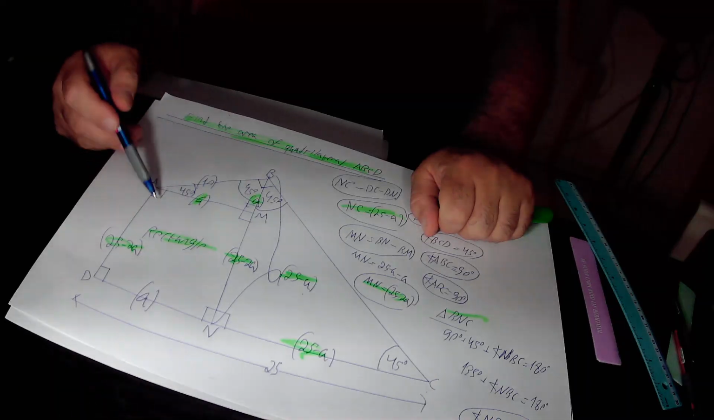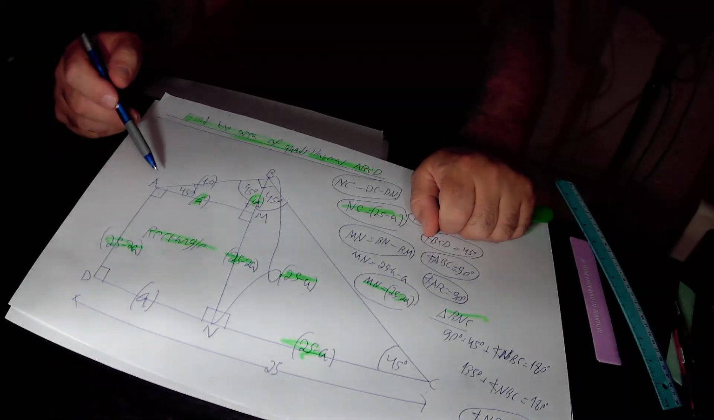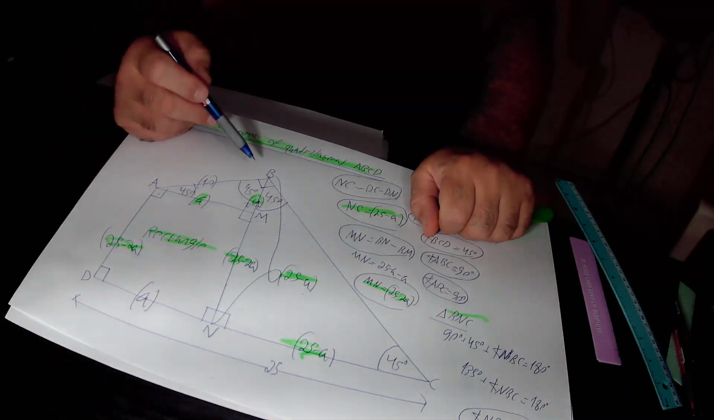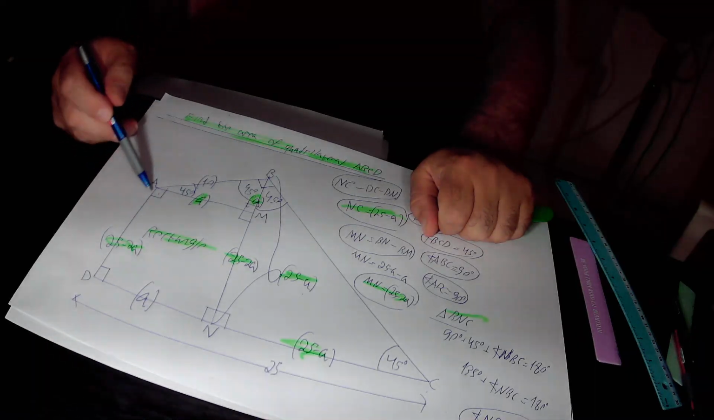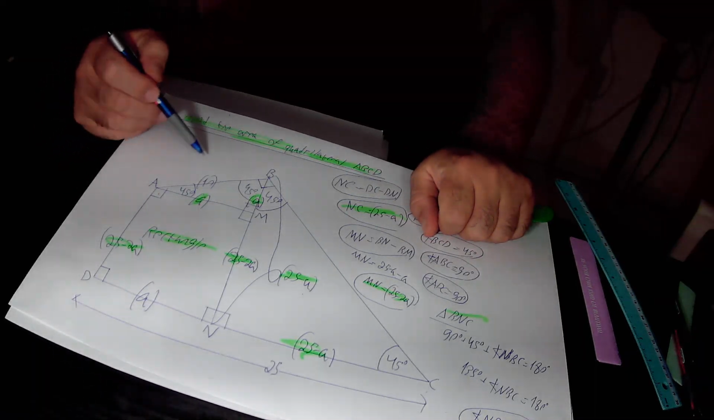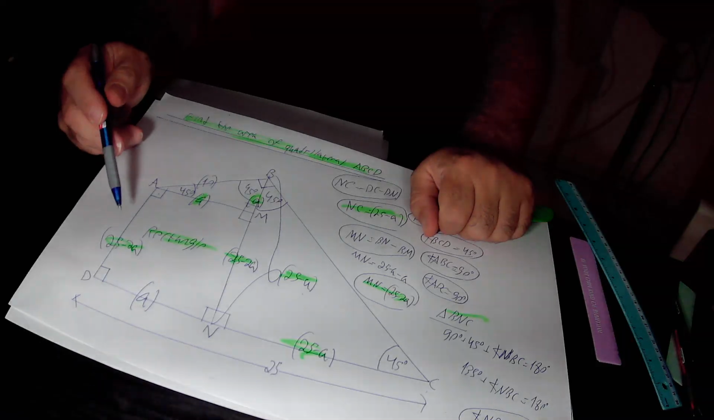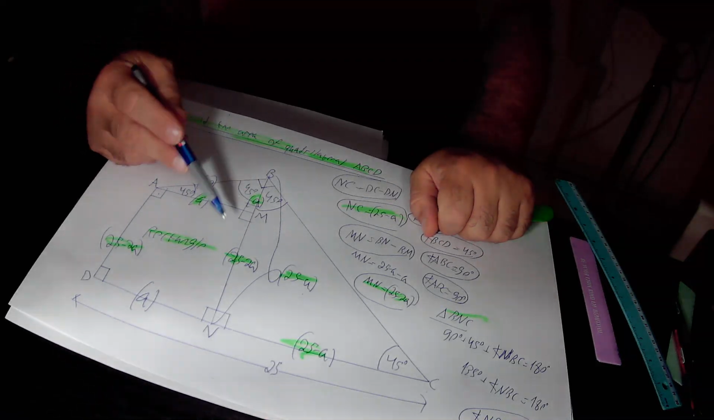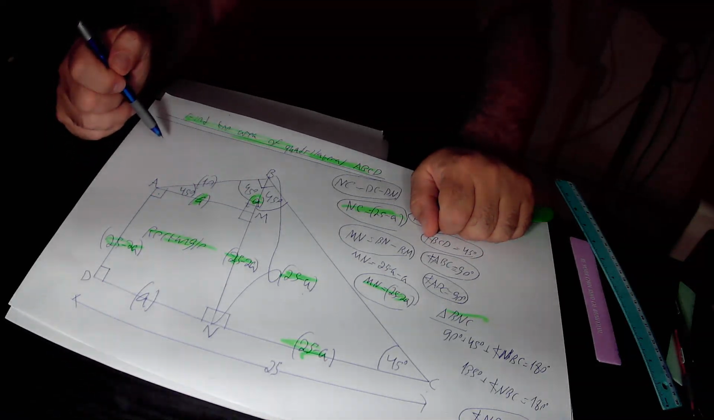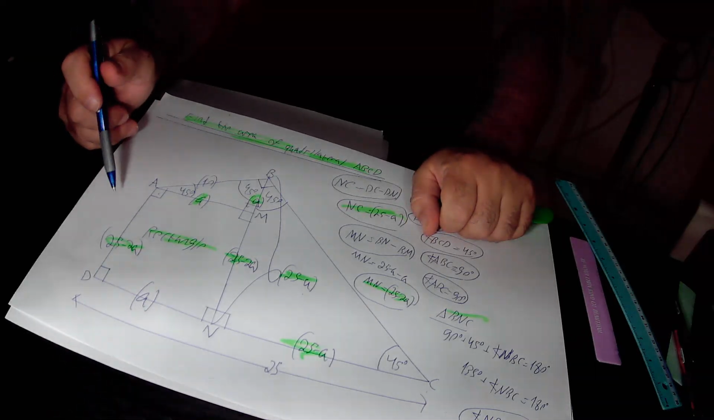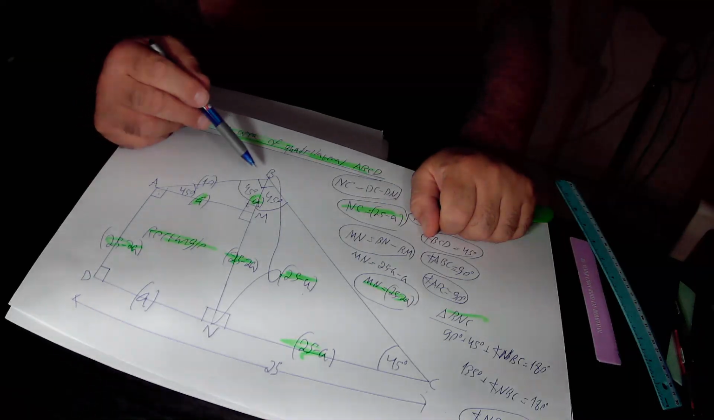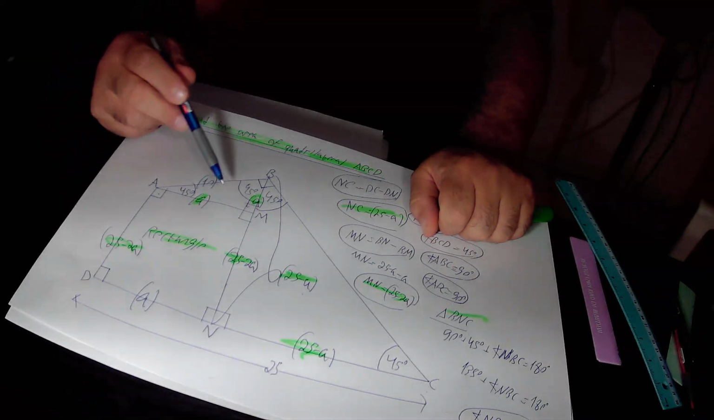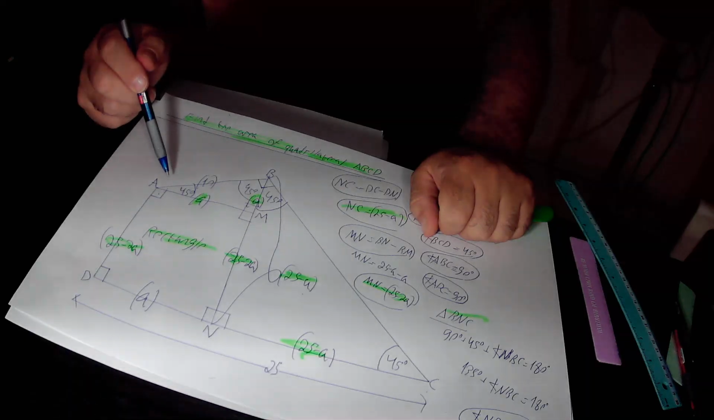So BN is parallel to AD, and therefore in quadrilateral ABND we have one pair of parallel sides. And therefore, quadrilateral ABND is a trapezoid because it has one pair of parallel sides, BN parallel to AD. And we know that the area of a trapezoid is equal to the sum of its two parallel bases, BN plus AD, times the height MA, divided by 2.